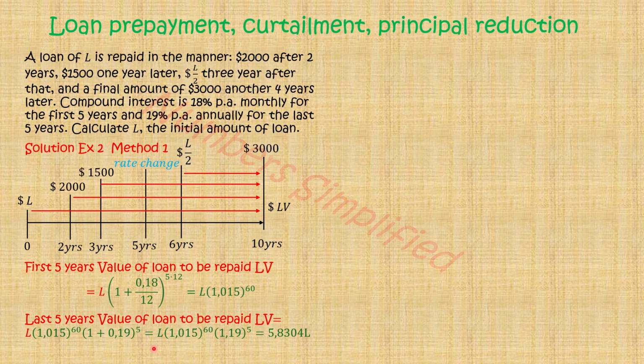Therefore, we move on to simplify what we have inside the parentheses so that we have L times 1.015 raised to the power 60 times 1.19 raised to the power 5. Then, of course, if we want to simplify things, we may evaluate this. So that would give us 5.8304 L.